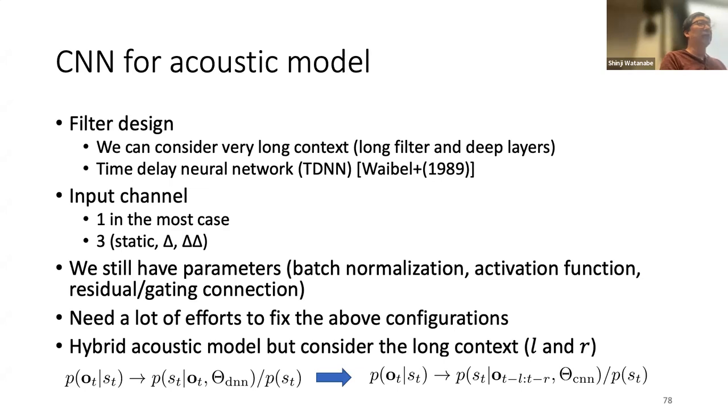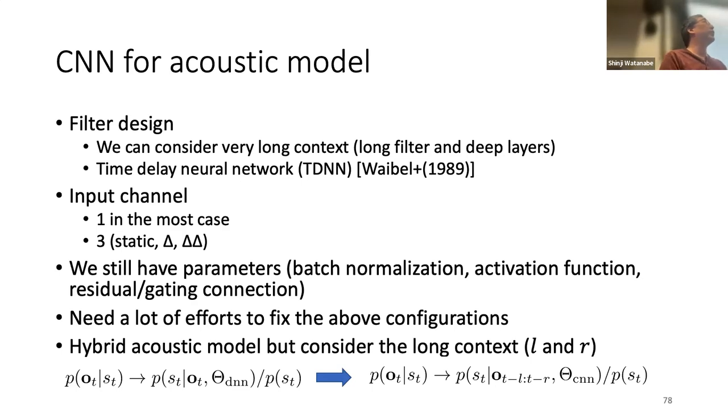The CNN for acoustic models mostly uses one input channel, but we sometimes use the delta feature or complex numbers like real and imaginary parts. We still have a lot of other parameters, because a convolutional neural network also includes the design of batch normalization, activation function, residual and gating connections, and more. That is a slightly advanced topic, so I don't fully cover it, but there are a lot of hyperparameters. So the CNN is quite difficult to optimize to get the best configuration.